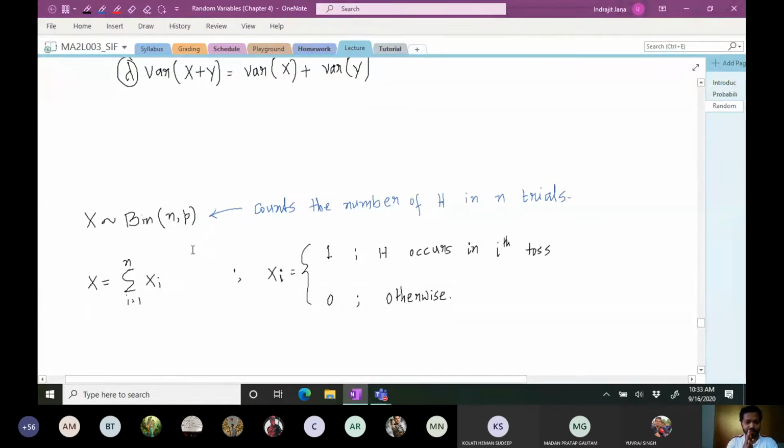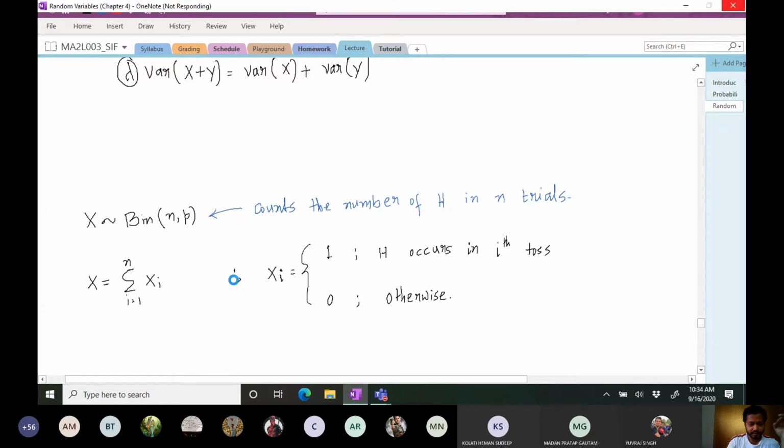I already gave this example in part 1 of today's lecture. In part 1 of today's lecture, I calculated the variance of the binomial distribution, which was np times (1 minus p). I'm again doing the same example using a different technique. And this technique is important, that's why I want to do the same problem using a different technique.